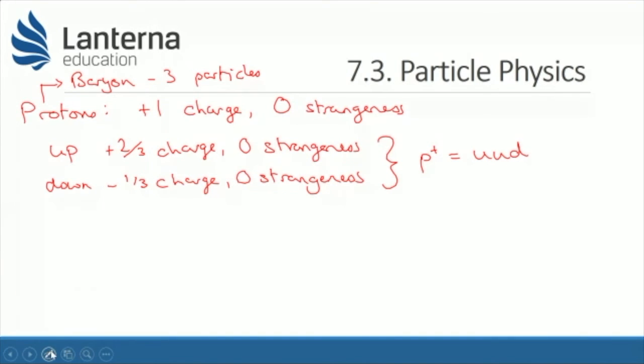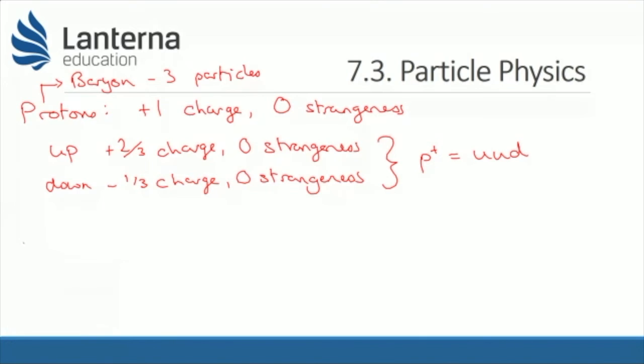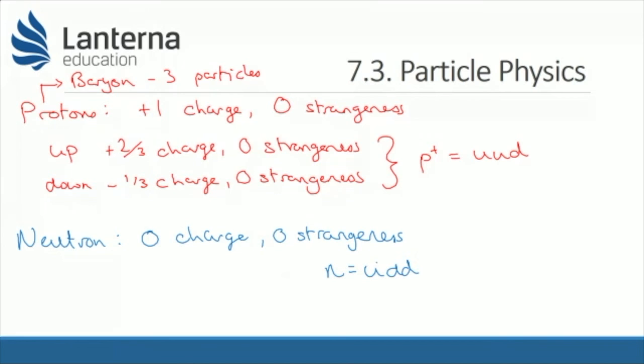Now we can do a similar thing with a neutron. Still using just up and down quarks, I now need a 0 charge and 0 strangeness. If I have +2/3, but I subtract 2 lots of 1/3, then I also get the 0 charge that I wanted. So a neutron is equal to an up and 2 down quarks.